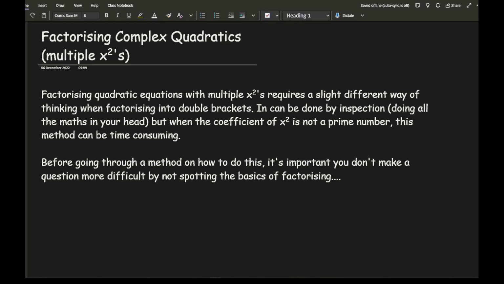It can be done by inspection, so you can just see a question and be able to know exactly what goes inside each bracket. But when the coefficient of x squared is not a prime number, this method can be very time consuming. Now, before going through a method on how to do this, it is important that you don't make a question more difficult by not spotting the basics of factorising.